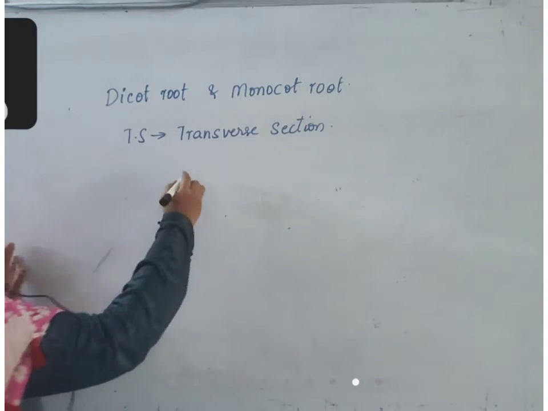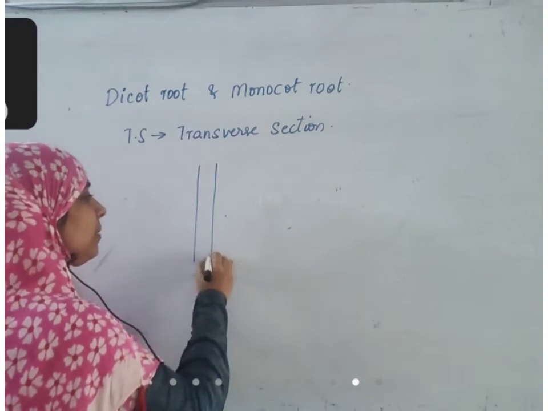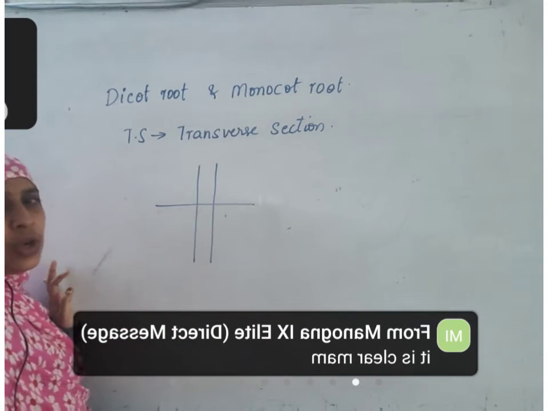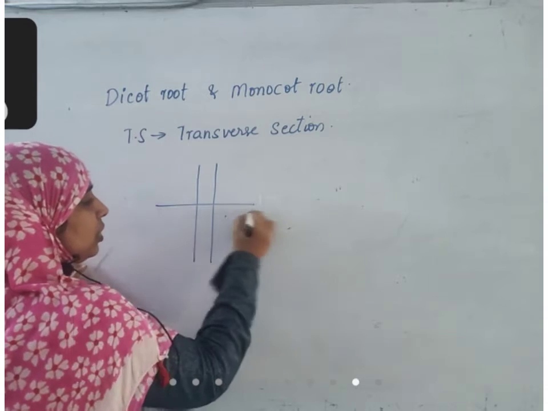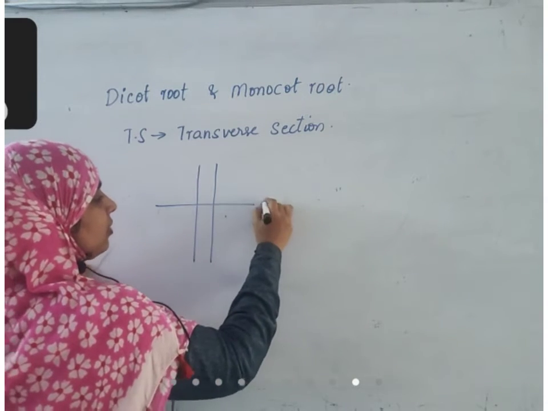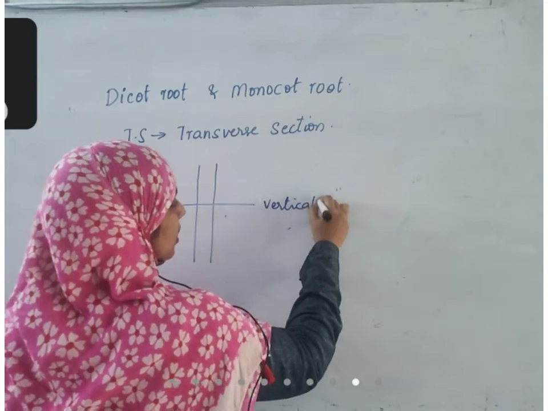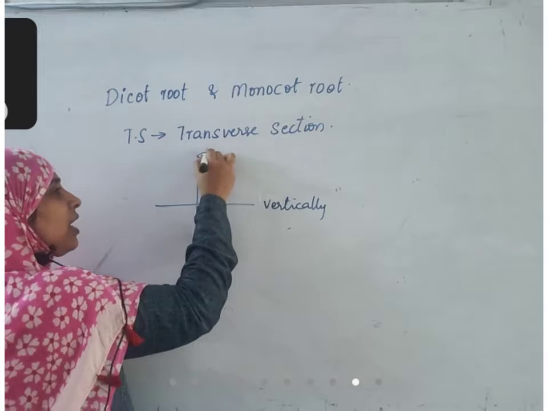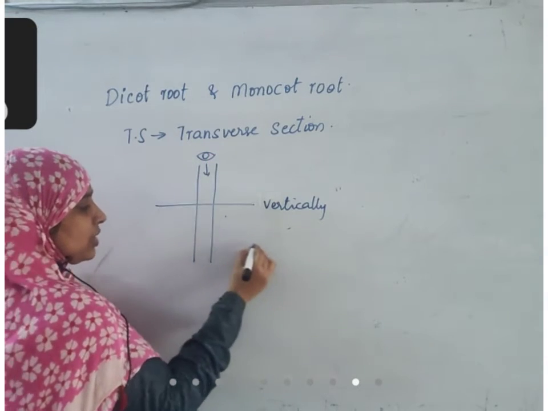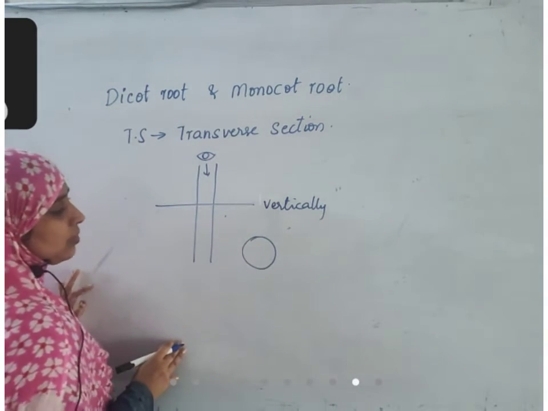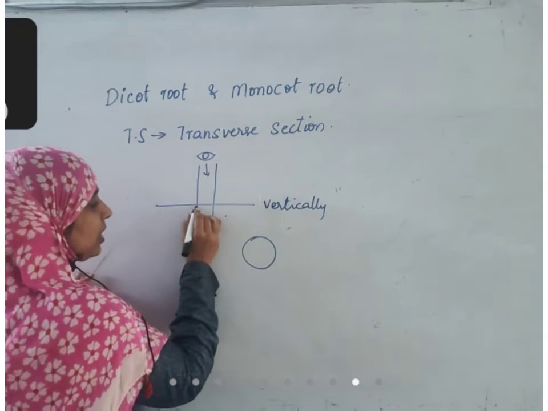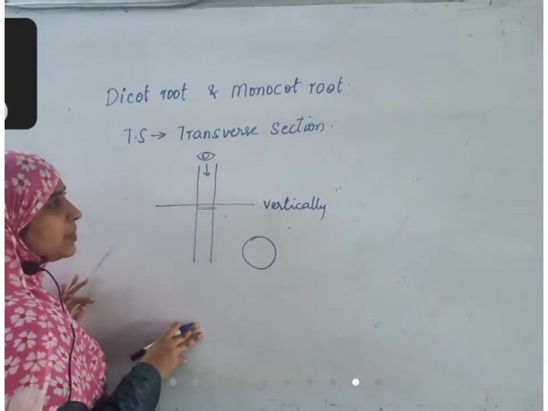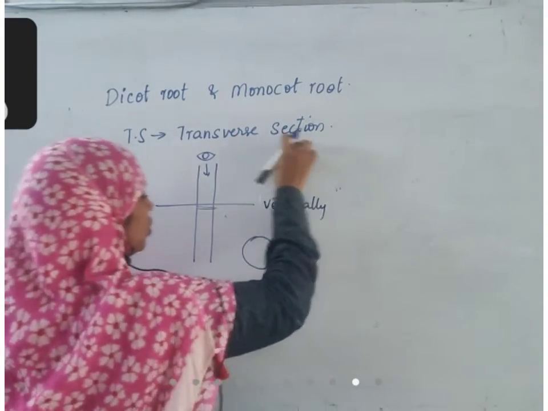Transverse section. If you take any plant or any part and cut in this way, longitudinally, you are cutting it like this, vertically, and observing from this side. Your eye is here and you are observing this side. So you will see a round part like this. The slice will be cut like this and a small slice will be placed under the microscope. If you are observing, then it is called a transverse section or TS.